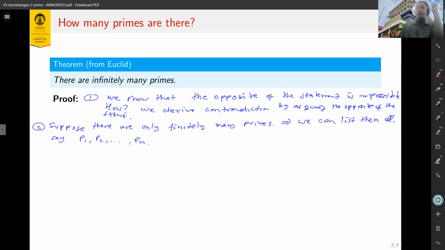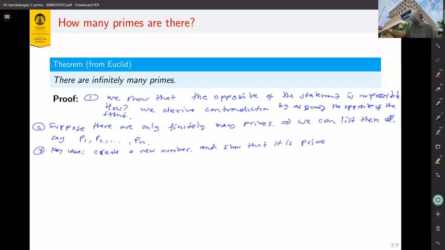So if you have finitely many primes, then the key idea is here: create a new number and show that it is prime. So we create a new number and show that that new number is prime.